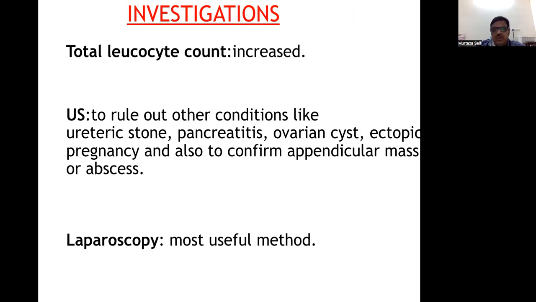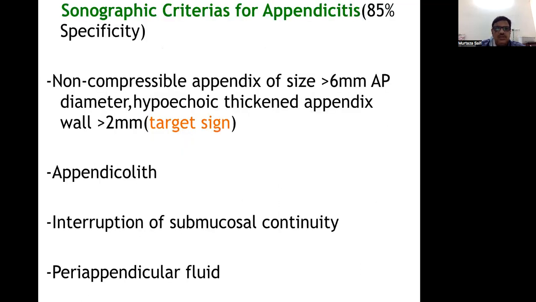Now come to the investigations of acute appendicitis. First, total leukocyte count increases. Second, ultrasound to rule out other causes like ureteric stone, pancreatitis, ovarian cyst, and ectopic pregnancy, and also to confirm appendicular mass or abscess. Laparoscopy is a useful method to investigate acute appendicitis.